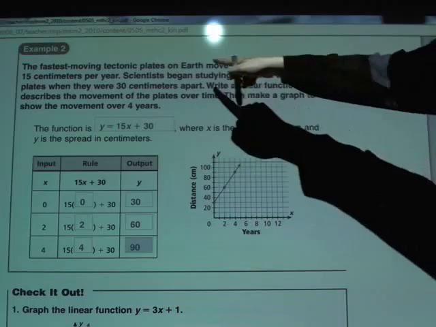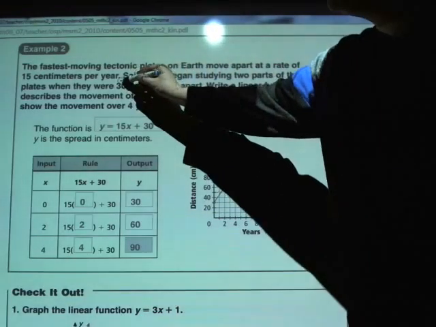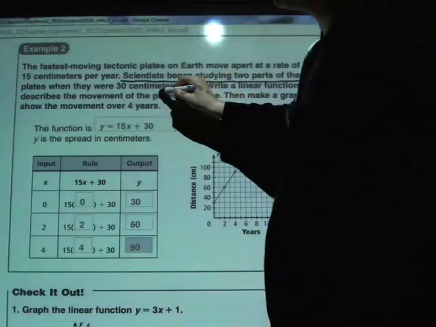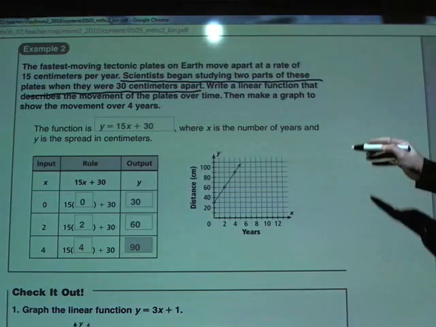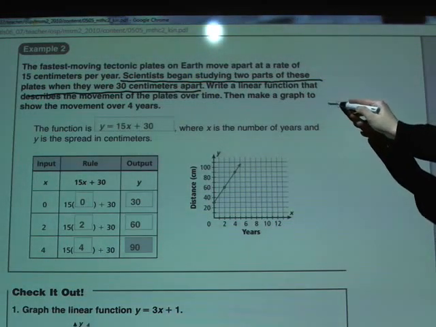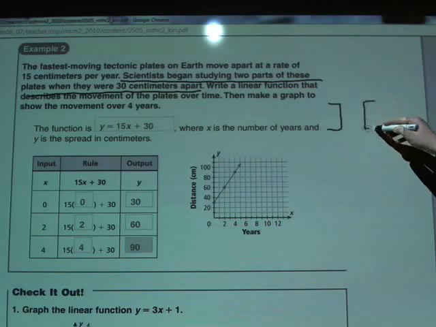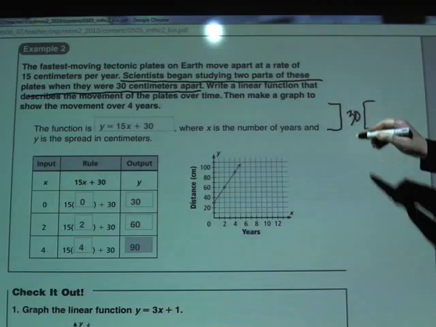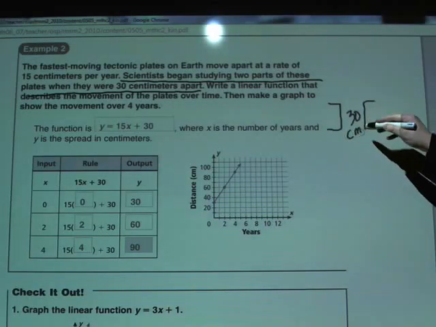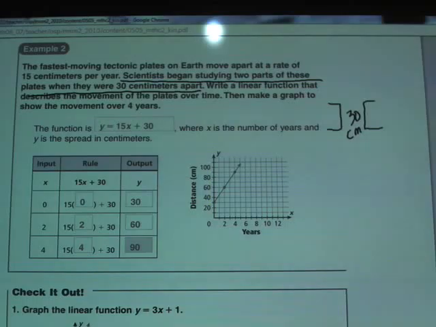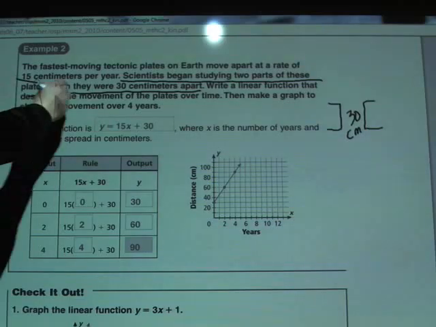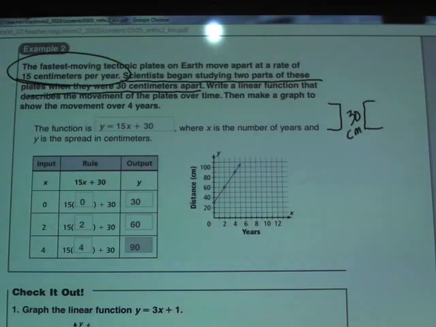Okay, so let's take a look here. We're going to come to this second sentence that says scientists began studying the 2 parts of these plates when they were 30 centimeters apart. So you've got these 2 tectonic plates. And this is going to be a terrible drawing of what tectonic plates are, but it'll work. When it starts off, there's 30 centimeters in distance between the 2 plates. And then as we go over time, it says in the first sentence that they move apart 15 centimeters each year.